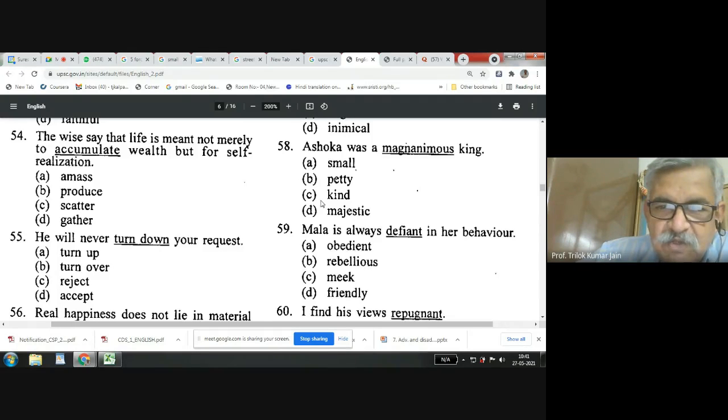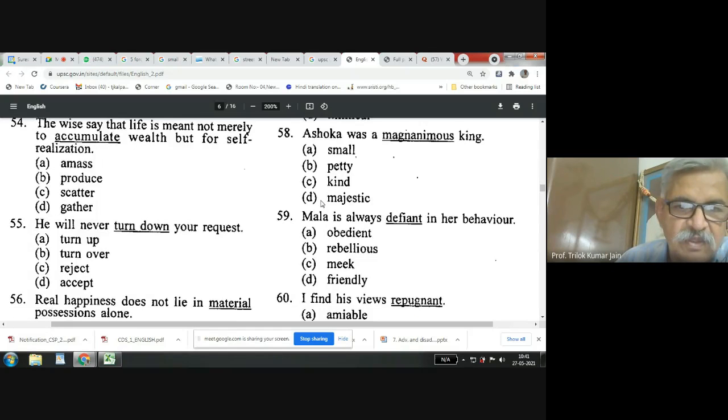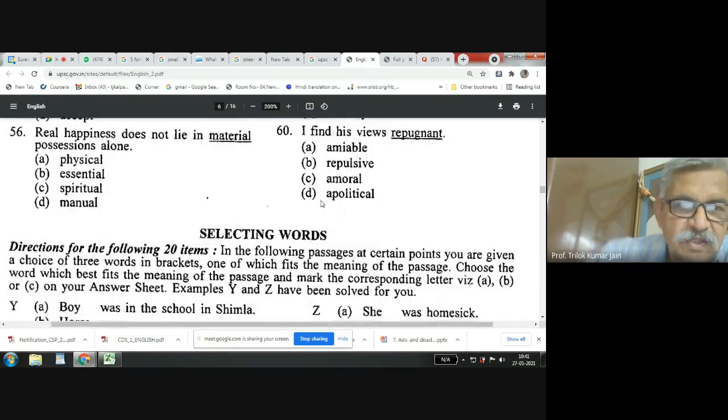59. Mala is always defiant in her behavior. The opposite of defiant is obedient. Answer is A. Real happiness does not lie in material possessions. The opposite of material is spiritual. The answer is C. I find his views repugnant. The opposite of repugnant is amiable. Answer is A.